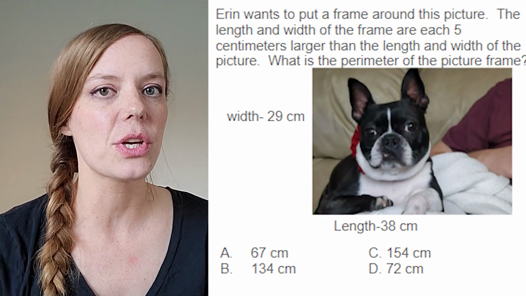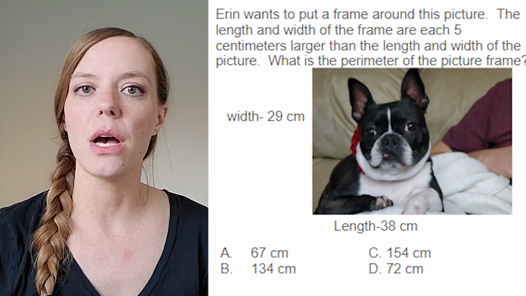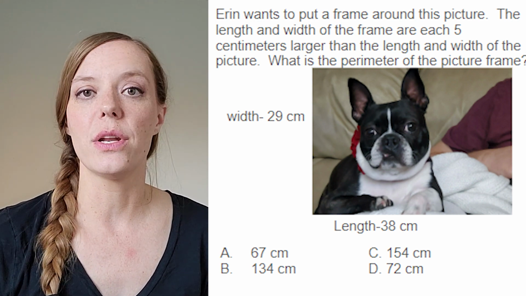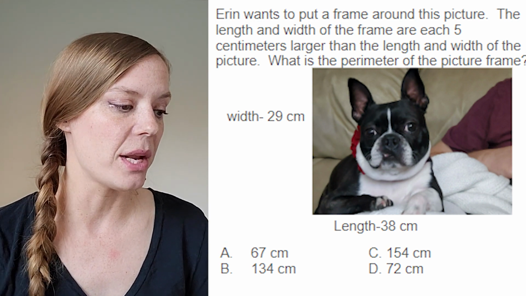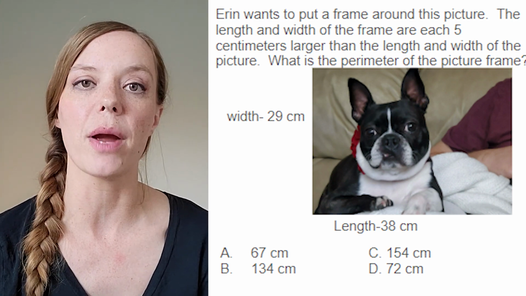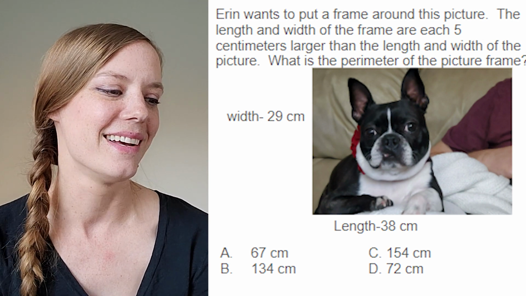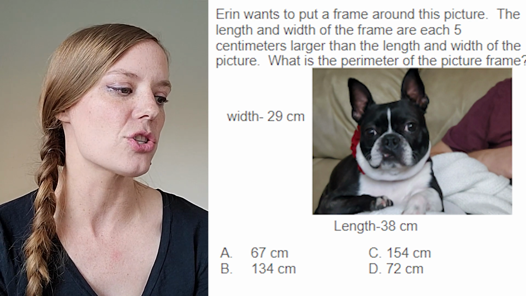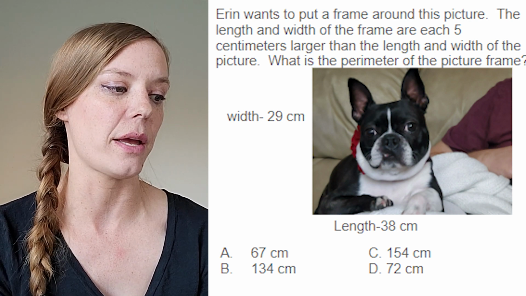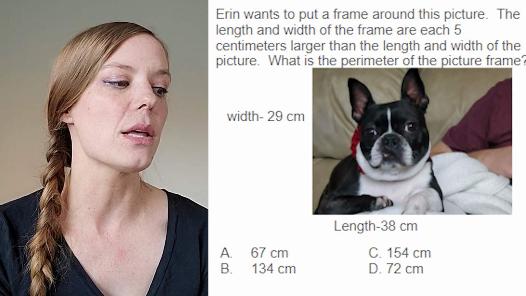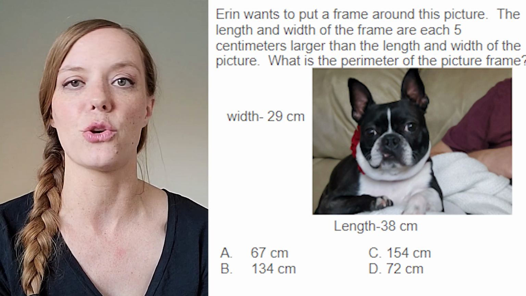So let's get started. Okay, so first things first, I'm just going to read it through once just to understand what's going on in the problem. Then I'll work with the numbers later. So I just want to get a better understanding. So this one says, Aaron wants to put a frame around this picture. Aw, very cute picture. The length and width of the frame are each 5 centimeters larger than the length and width of the picture. What is the perimeter of the picture frame?